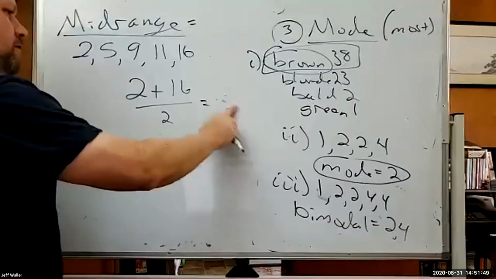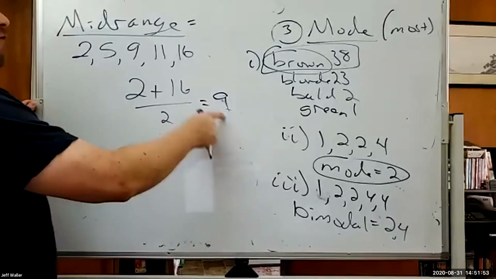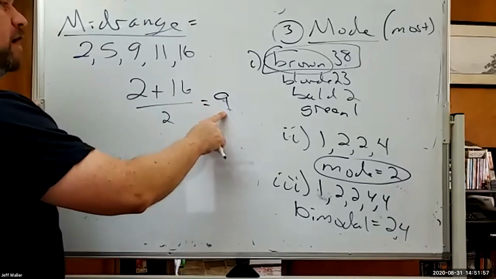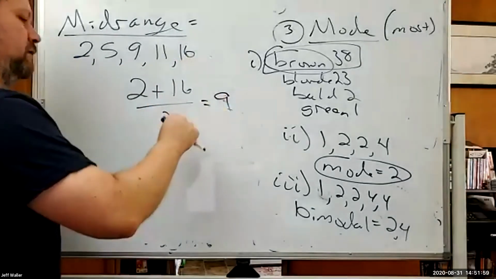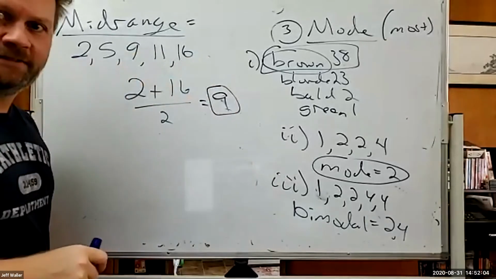No, Jeff. That number you said earlier stuck in my brain. 9. How far away from 2 is 9? 7. How far away is 16 from 9? 7. So is 9 in the middle of 2 and 16? Yes. Yes, there you go.